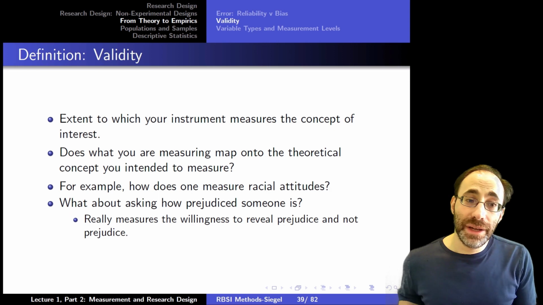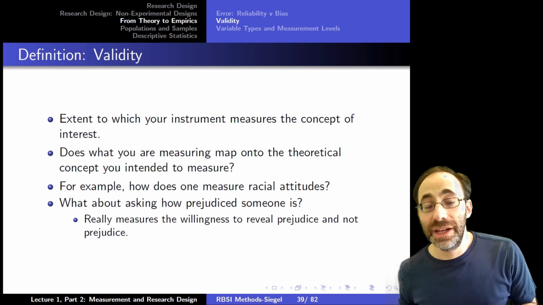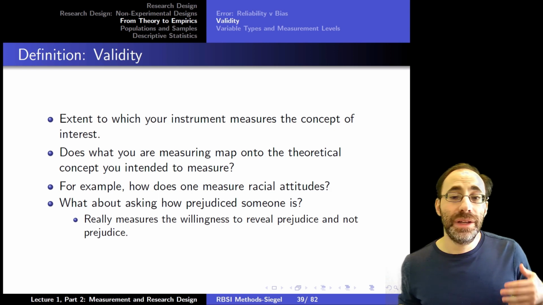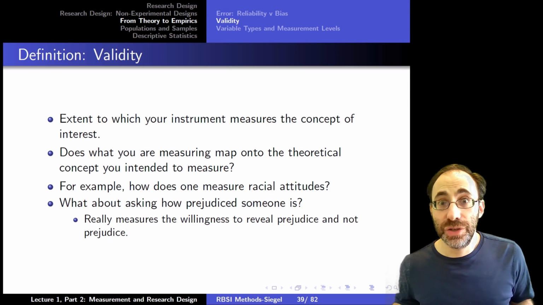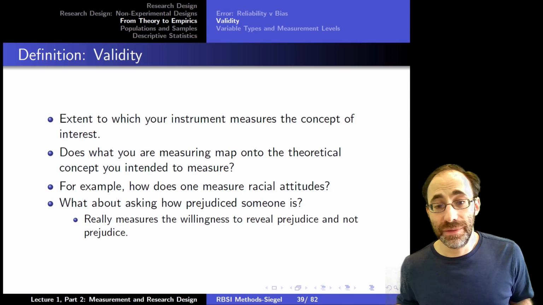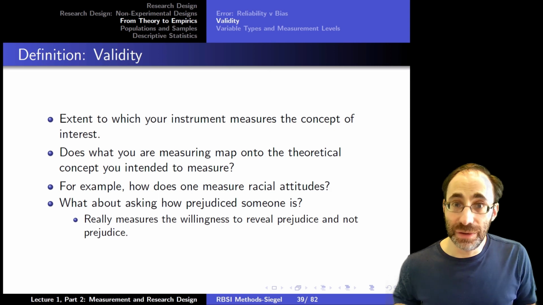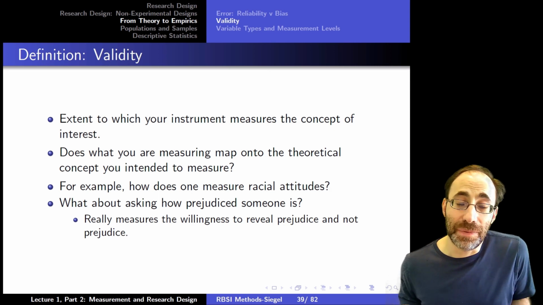Okay, now turning to validity. The definition of validity here is the extent to which your instrument measures the concept of interest. Right? Does what you're measuring map onto the theoretical concept you intended to measure? So if I'm asking you, for instance, how to measure racial attitudes, how would you go about doing that in a valid way? Well, you could just ask people, right?